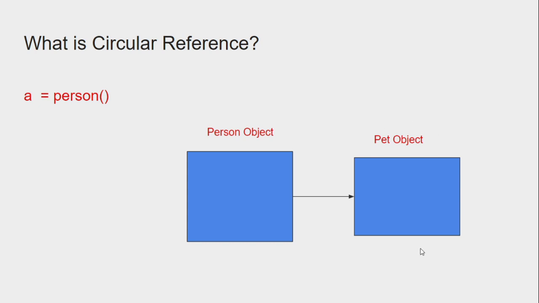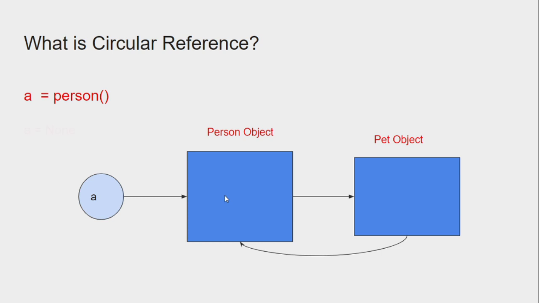And in that pet object there is also an attribute owner, and that pet object is going to reference the owner of that particular pet. So you can see this person object is referencing this pet, and this pet object is referencing this owner. When you execute a equals Person() and create a person object, the variable a is going to reference this person object.